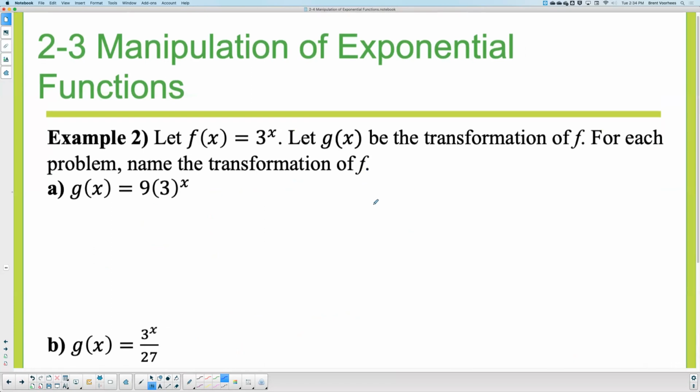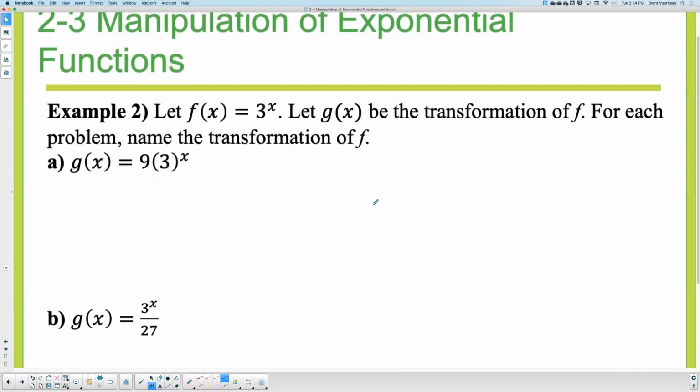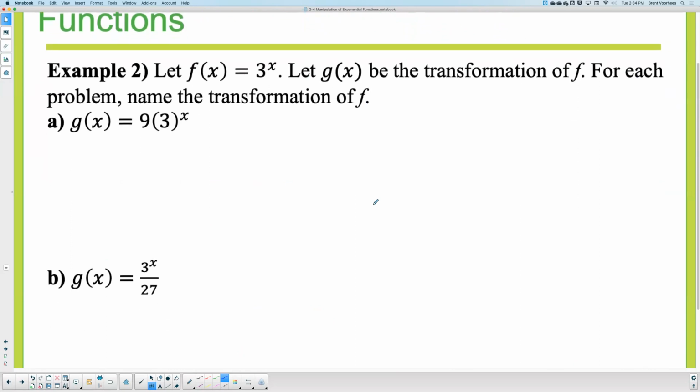All right. This time, I'm kind of going to go backwards, and we're going to look at it this way. It says, let f of x be 3 to the power of x. Let g of x be the transformation of f. For each problem, name the transformation of f. Okay, so right now, what could we state about this transformation here? What's the 9 doing?